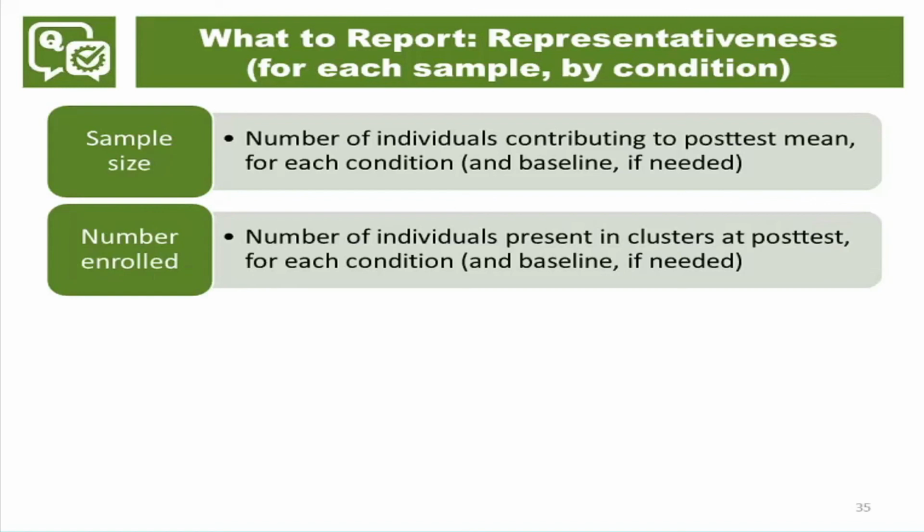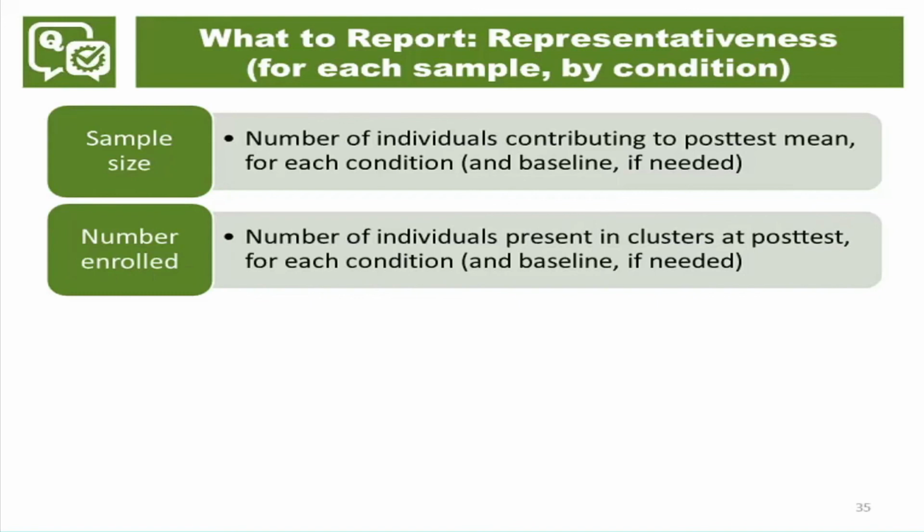In addition, you need to provide information about the number of individuals present in clusters for the intervention and comparison group. You need to report the total number of individuals present in treatment and comparison clusters at the time that outcomes were measured, if you're assessing representativeness for the post-test sample. For example, for schools, you would report the total enrollment in treatment and comparison schools when outcomes were measured. For studies that have to report representativeness at baseline, you would report the total number of individuals present in the treatment and comparison clusters at the time that the baseline was measured.